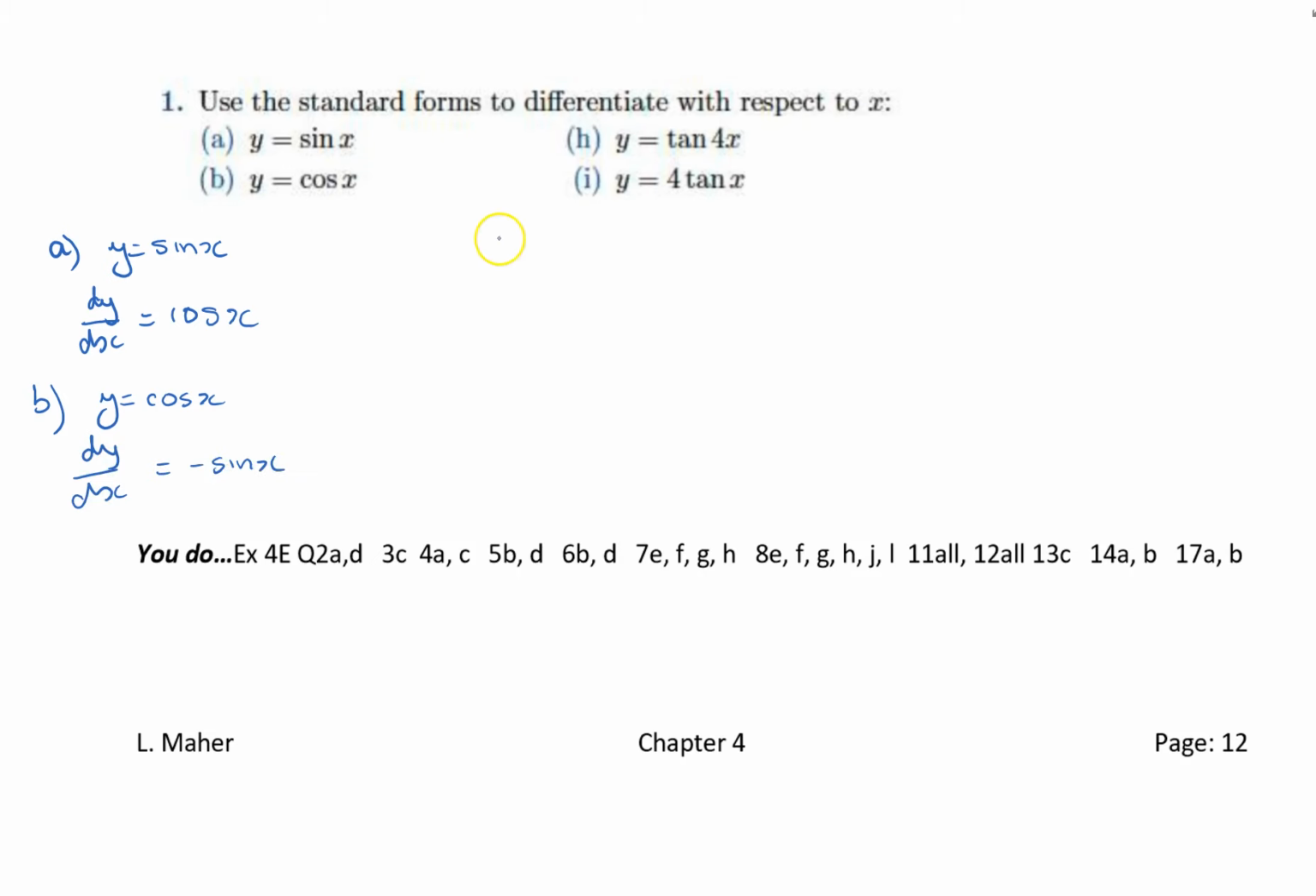B, y is the cos of x, so dy dx is minus the sine of x, no complication. H, where y is equal to the tan of 4x. A little slight complication, I guess, in that it's the trig ratio of a little function in x. So you have to use the function of a function rule.